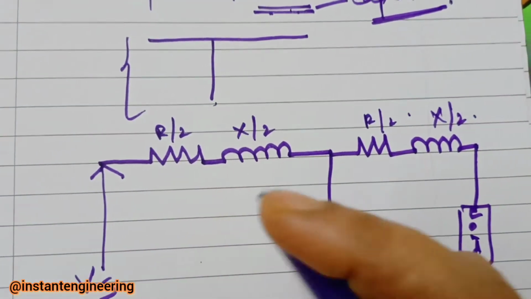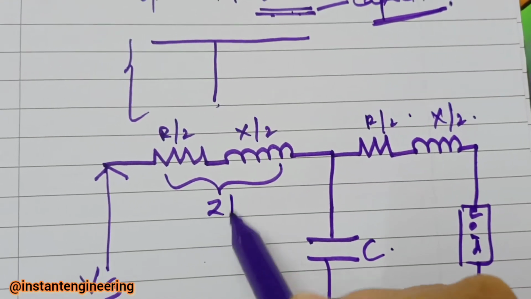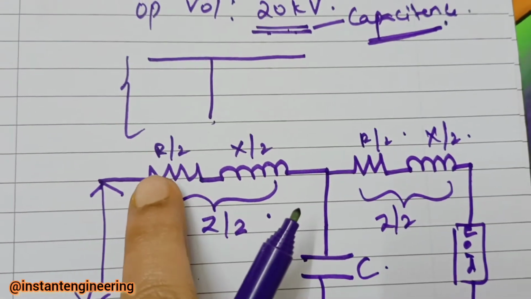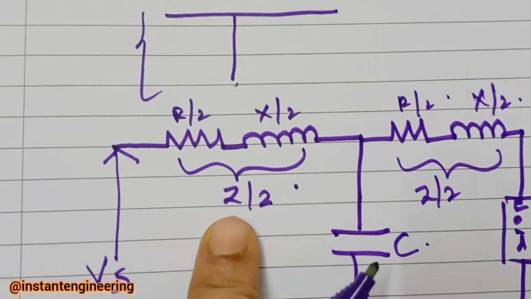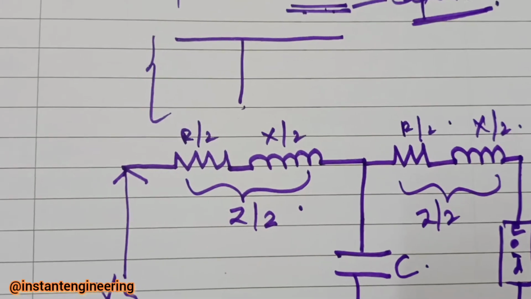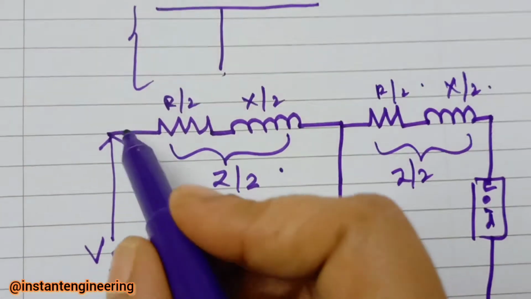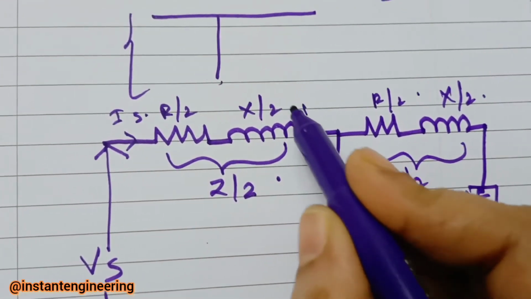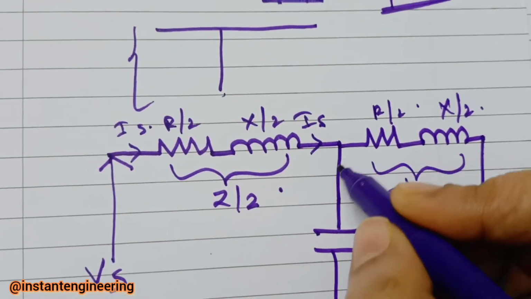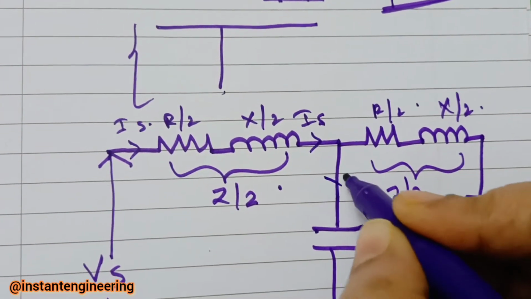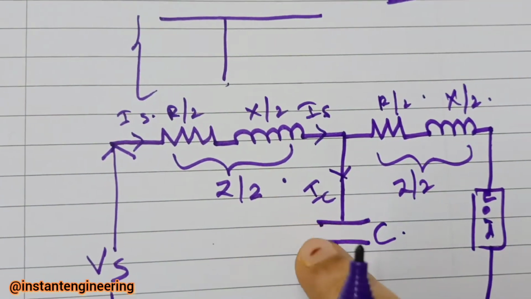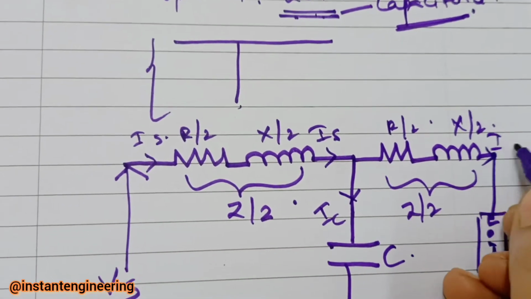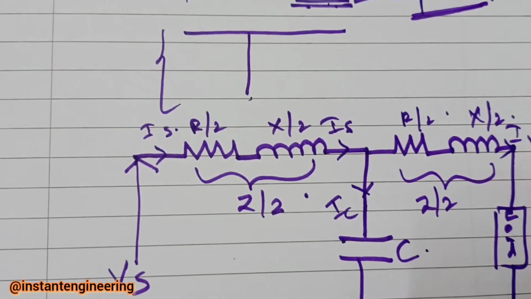R and X both together become impedance. This is Z by 2, and this is also Z by 2. Resistance and reactance combined will be impedance. Next, this is the sending end voltage, and this will be the sending end current IS. This current will reach here also. Towards the capacitor, let's take the current as IC. And here this will be the receiving end current IR.